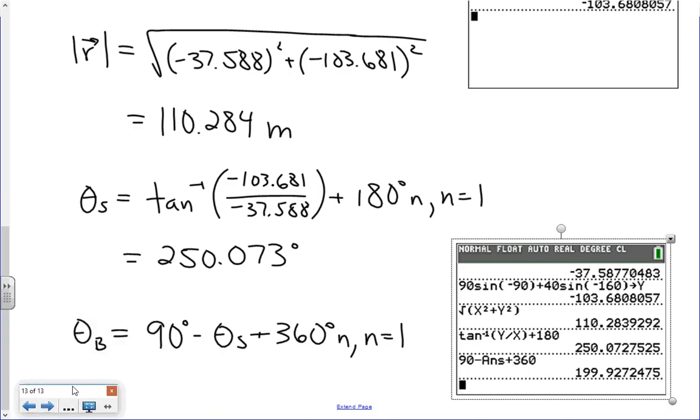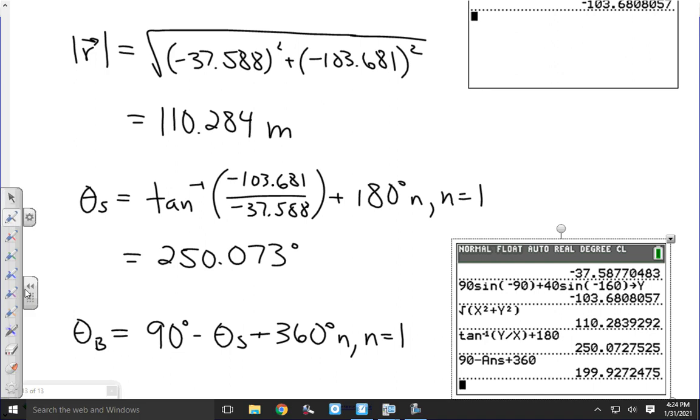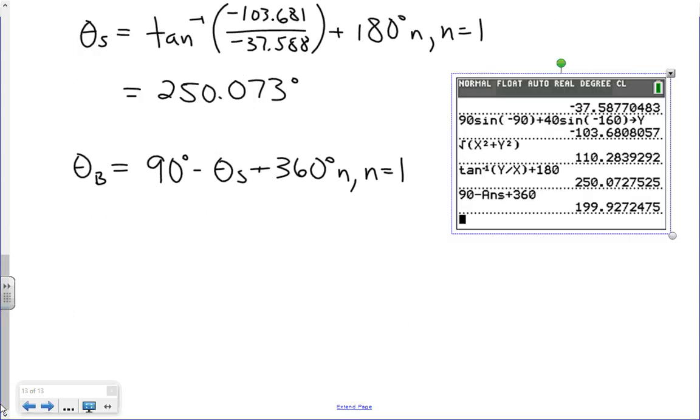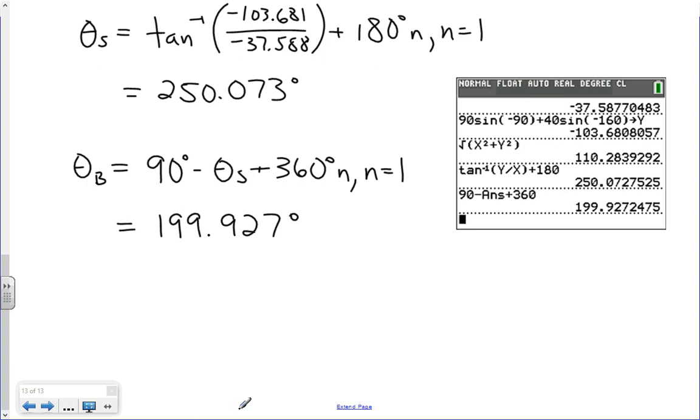All right, so there is our direction for this vector, our bearing for this vector. This is equal to 199.927 degrees. There is our bearing. All right, that was part A. Part A had quite a bit to it.